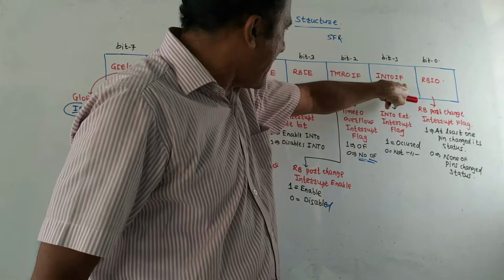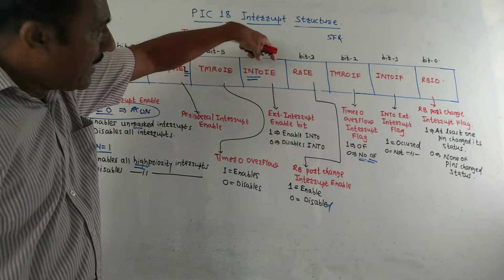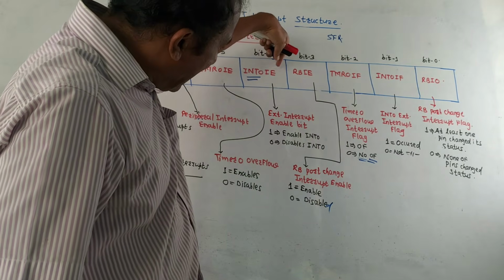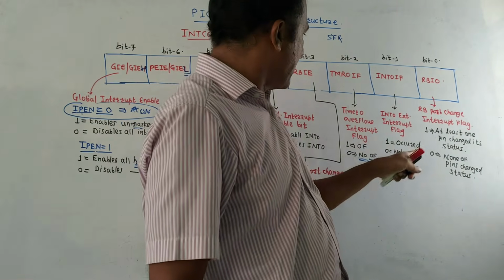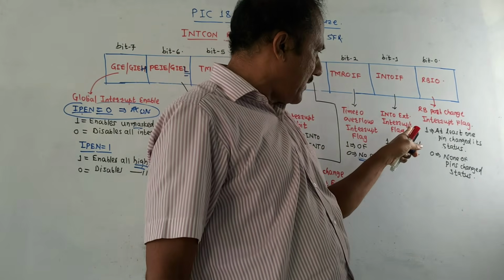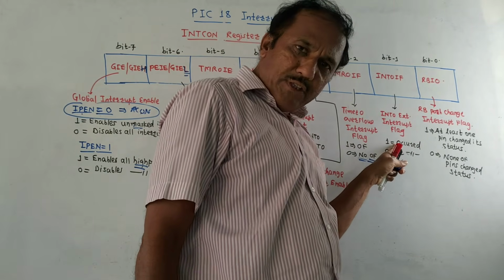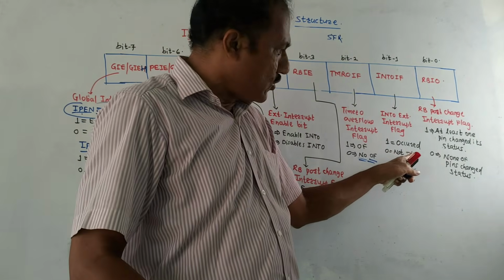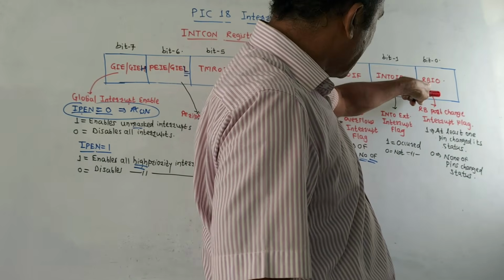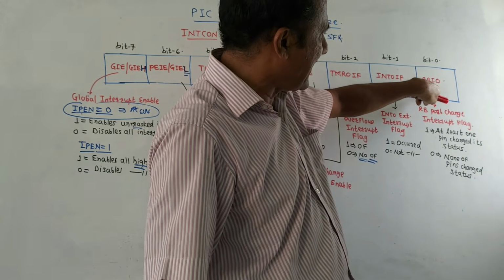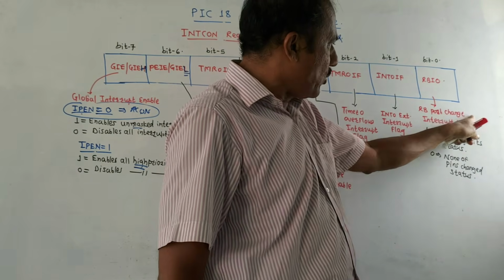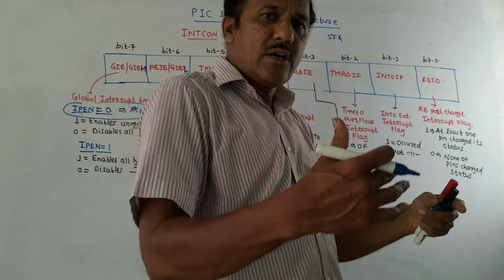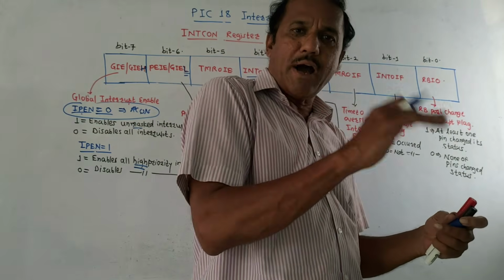Then INT0IF. Just like INT0IE, which is the interrupt enable bit for the external pin INT0, this is the flag bit. So INT0 external interrupt flag bit. If this bit is 1, it indicates that the interrupt has occurred. If it is 0, the interrupt has not occurred. Then last is bit number 0, LSB bit, that is RBIF. So RB port change interrupt flag. It is basically giving indication that there is some change in case of RB port.